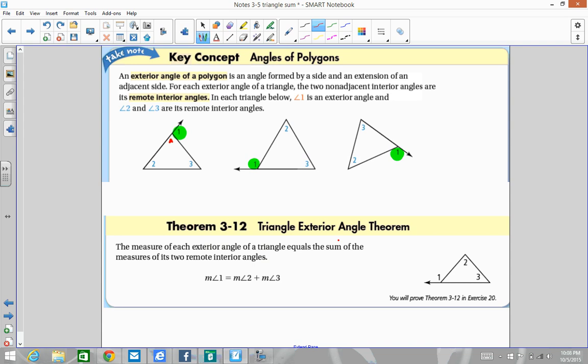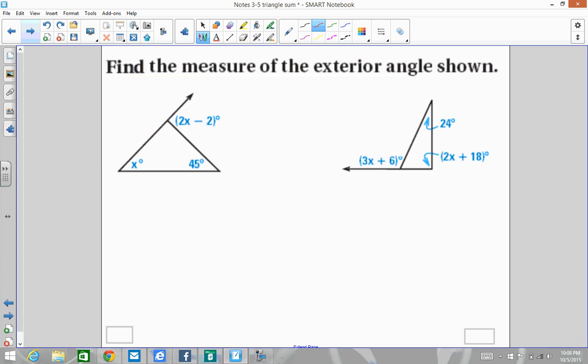And we know this because we have theorem 3-12, the triangle exterior angle theorem, which says that angle 1, the exterior angle, is equal to the sum of the remote interior angles. So angle 1 here is equal to 2 plus 3. Make sure you highlight that theorem in your postulates and theorems and add that to your flashcards, and now let's go apply it.